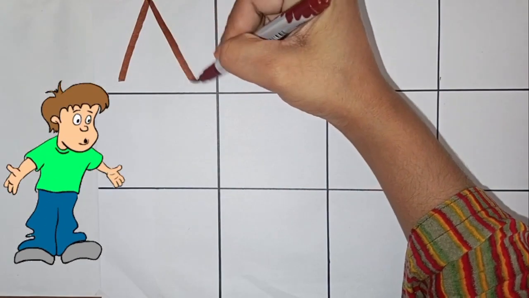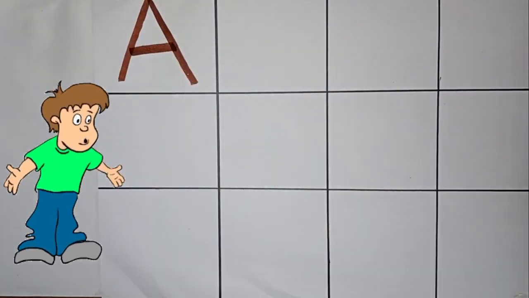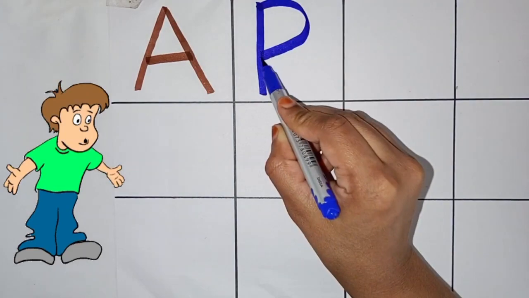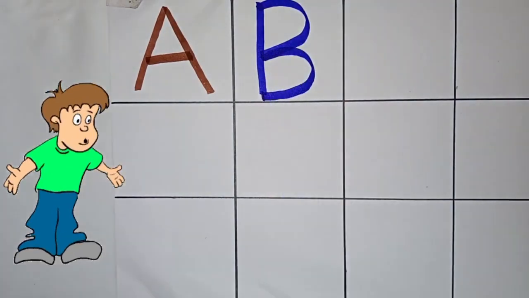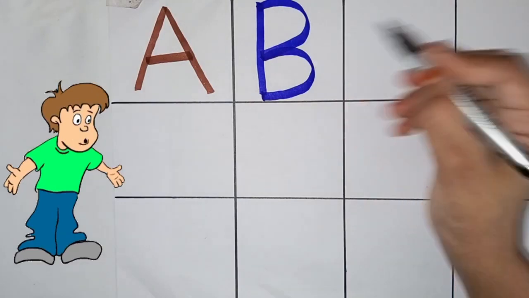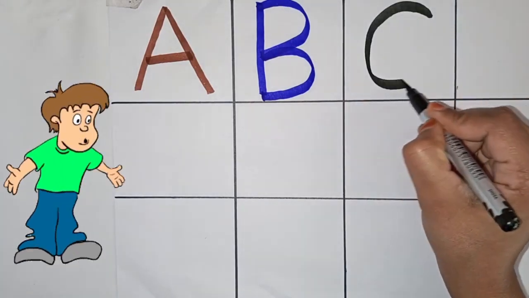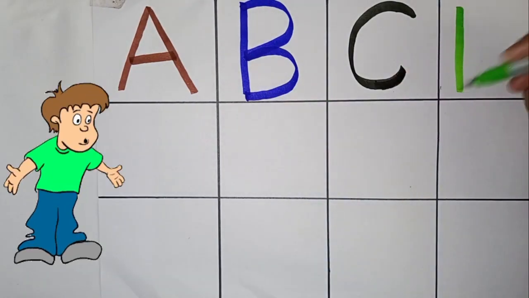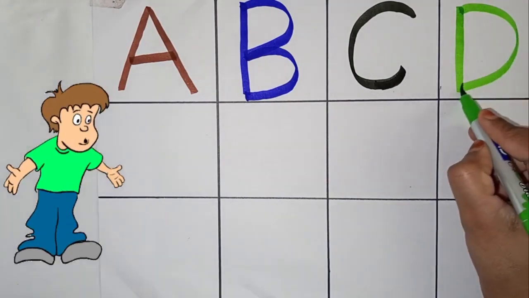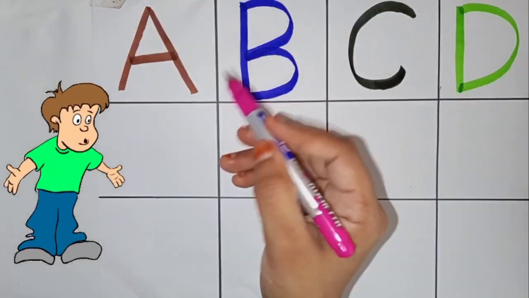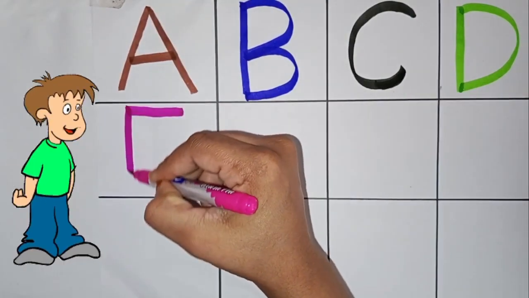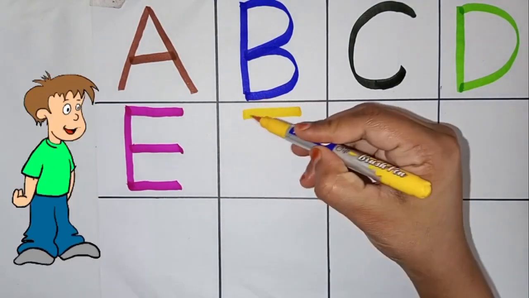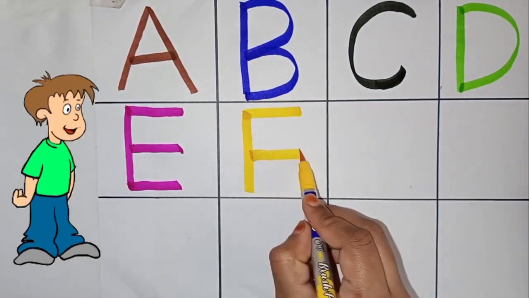A, A for apple. Blue color. B, B for bat. Black color. C, C for car. Light green color. D, D for doctor. Pink color. E, E for egg. Yellow color. F, F for fox.